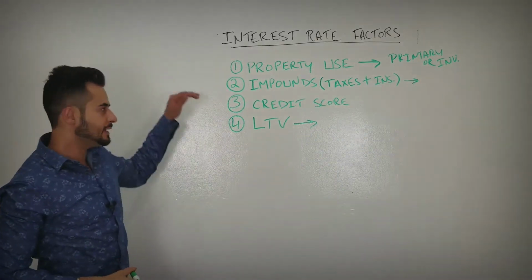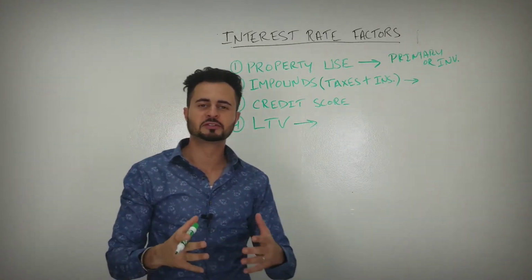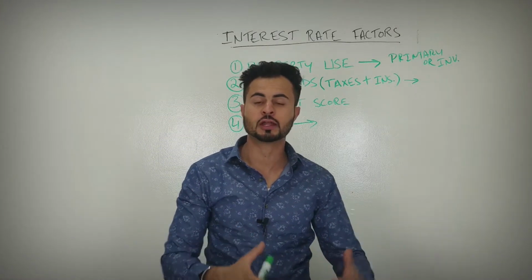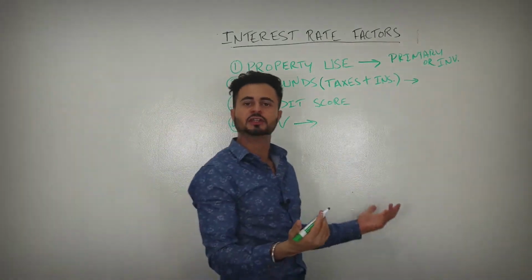Second is impounds, a confusing word, but what it means is, are you going to pay your taxes and insurance on your own, or are you going to allow the lender to pay for them? So for this one, we're just going to put yes or no.